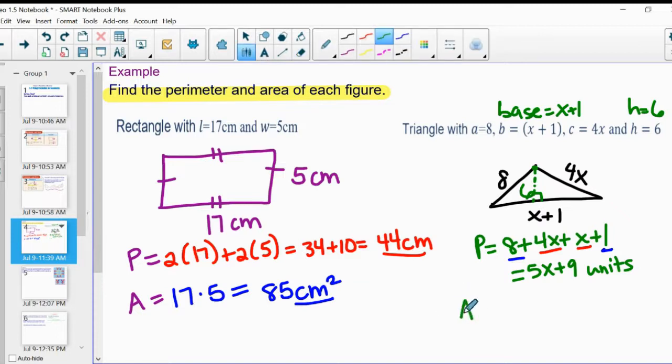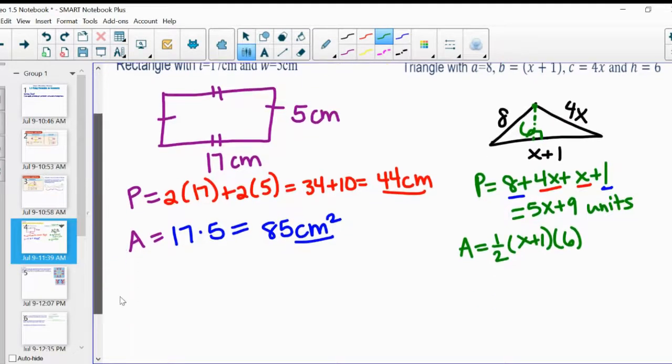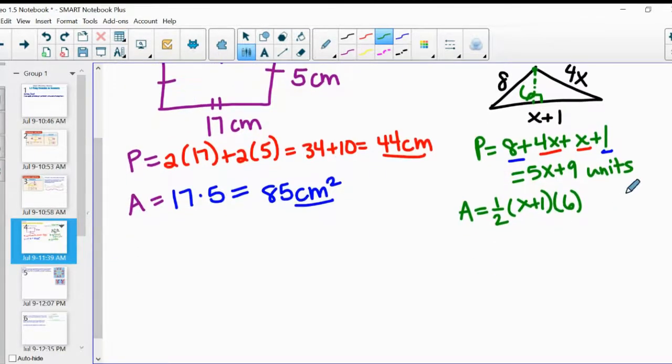All right, area then. Area of a triangle is 1/2 base times height. Base is x plus 1. Height is 6. So we're just plugging in to our formula, and then we simplify. Now I'm going to just rewrite this. I'm going to move the 6 out front because base times height is the same as height times base. Just to maybe make it a little bit easier to see that, hey, we can do 1/2 times 6, which is 3. And then bring down times x plus 1.